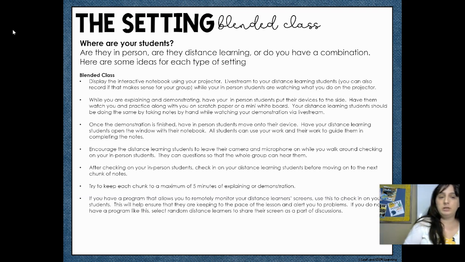Encourage your distance learning students to leave their camera and their microphone on while you walk around checking on your in-person students. That way they can ask questions, and if you have the volume up, the whole group can hear them. That way they can participate as an actual class and not as two separate classes that just happen to be going on at the same time.